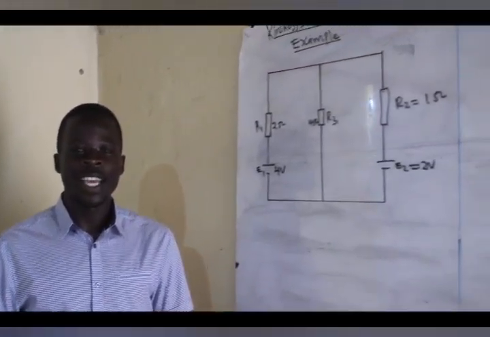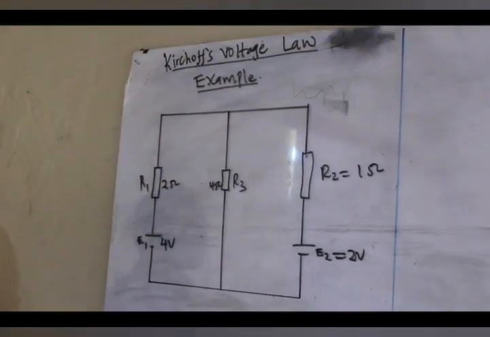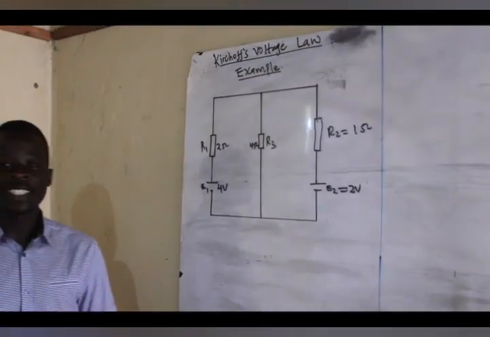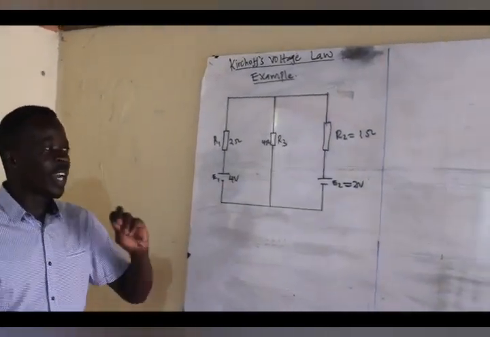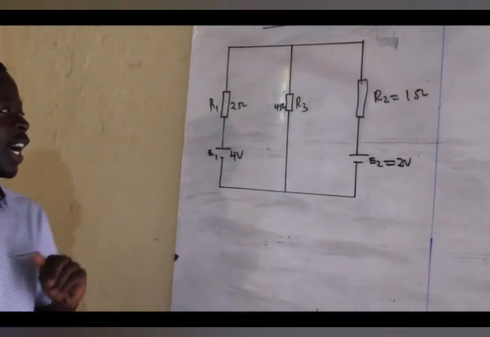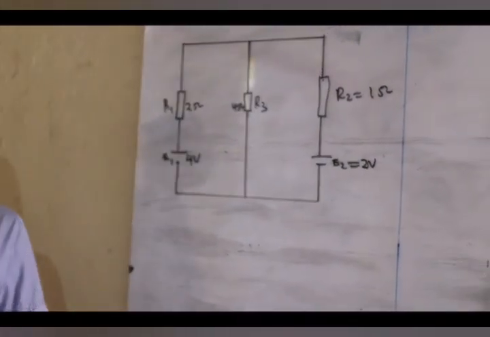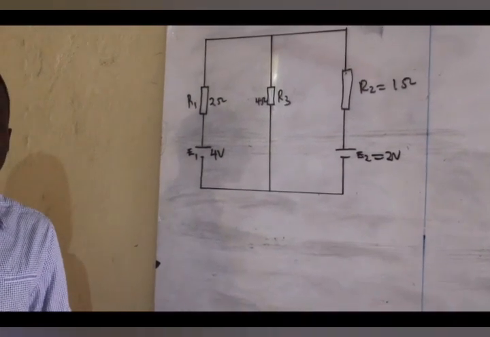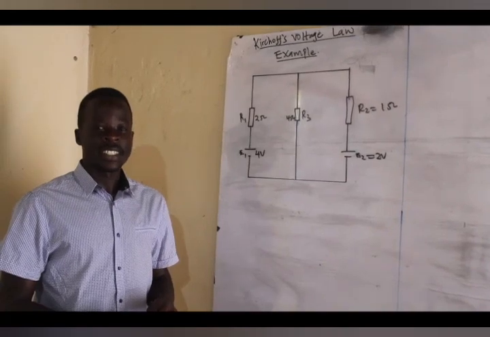If you look at this example that I have here, we have a circuit with two sources and their respective resistances across the circuit. So we have E1, E2, R1, R2, and R3. The question here requires us to find the currents at each and every resistance.